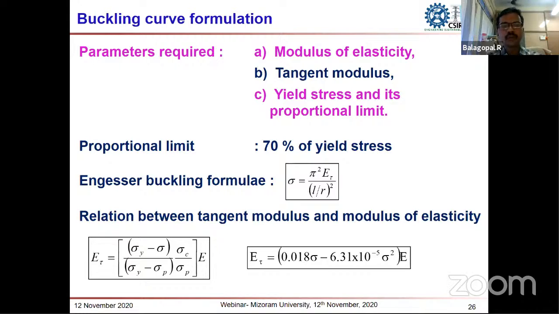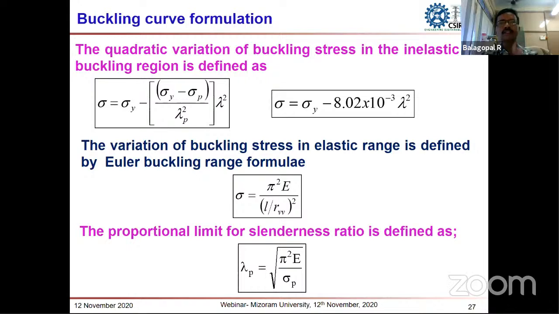We need these parameters to compute the stress and the elastic modulus for this particular stress in the inelastic buckling. And this is a quadratic variation between the elastic modulus and the tangent modulus for this inelastic range of buckling.